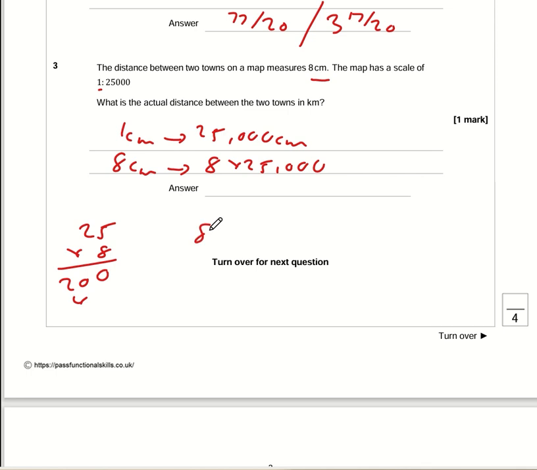So 8 centimetres represents 200,000 centimetres in real life. Let's turn this into kilometres though, so it's a bit more meaningful. We are told to do it in kilometres. First of all, I would turn it into metres. There are 100 centimetres in a metre, so I need to divide this by 100. Chop off 2 zeros, so that's 2,000 metres. And to turn that into kilometres, there are 1,000 metres in a kilometre, so divide by 1,000. That's going to be 2 kilometres.